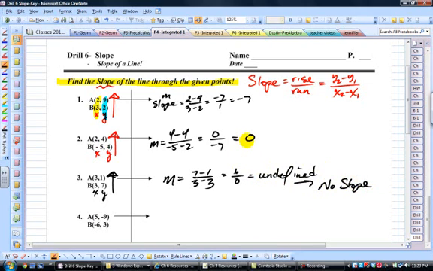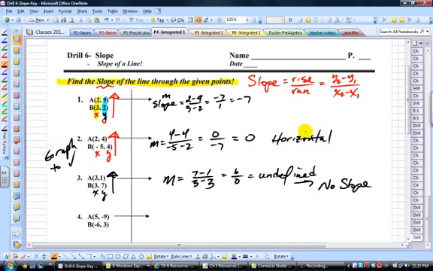See, people get this confused with the previous one here. 0 is a number. Okay, 6 divided by 0 is not a number, and that's why it's not defined, or undefined. 0 slope means that it's horizontal. If you graph these 2 points, graph to check, you'll notice that these are horizontal.